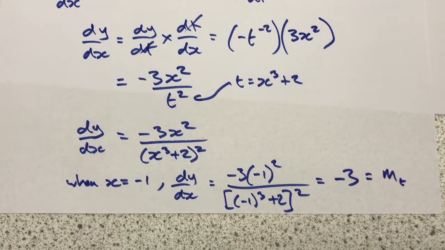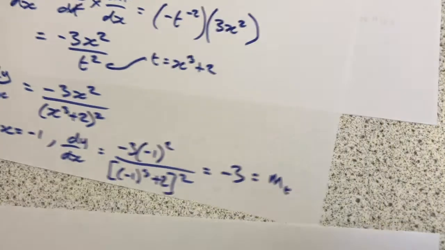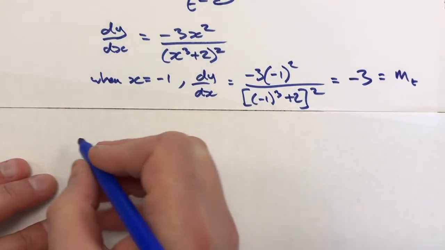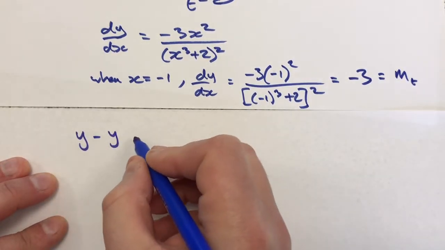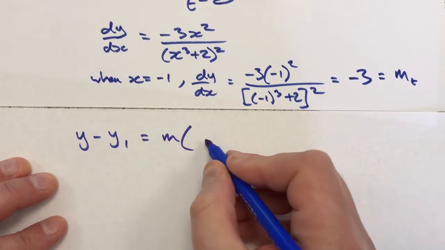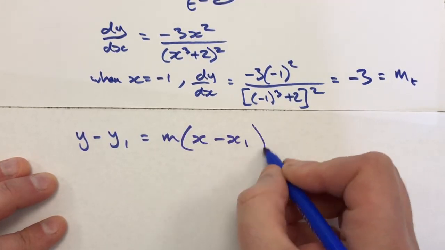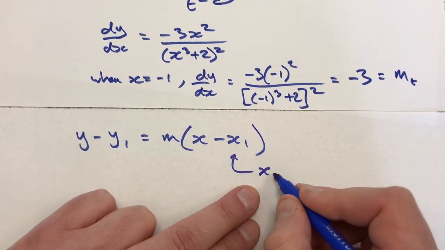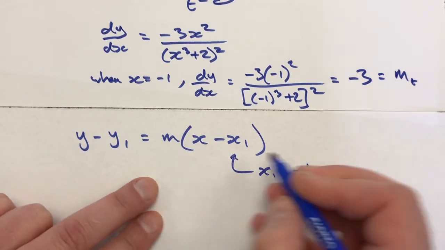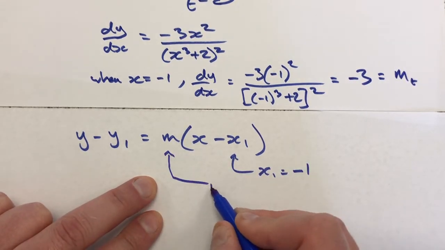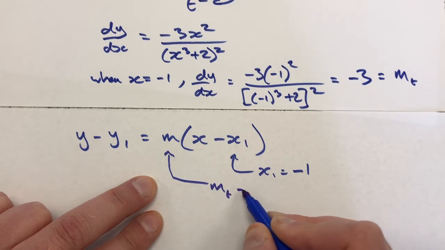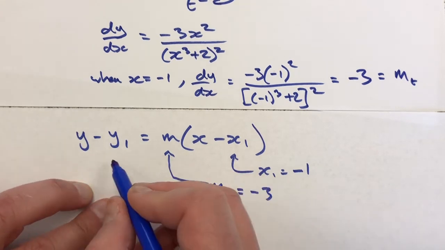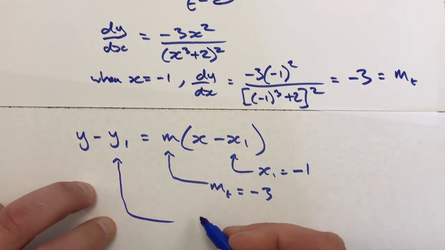So, new piece of paper. We are now looking at the equation of a straight line: y minus y1 equals m times x minus x1. Now we have a value for x1. We can put that as minus 1. We have a value for the gradient, m subscript t equals minus 3. The last thing that we need is the corresponding y value.